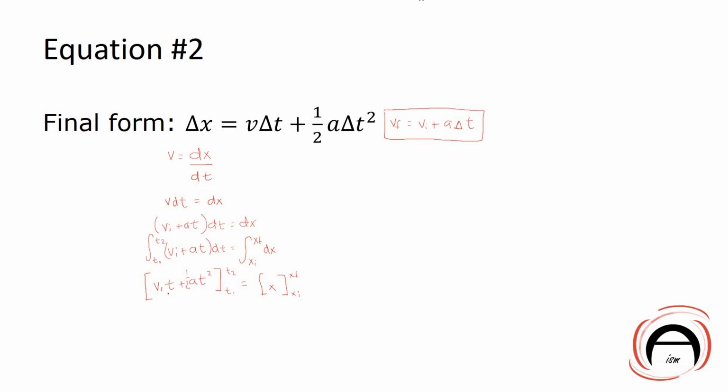So plugging this in for the fundamental theorem of calculus, what you're going to do is you're going to have v initial times t2 plus 1/2 a times t2 squared, minus your v initial again, but this time it's going to be t1, plus your 1/2 times acceleration times t1 squared, going to be equal to your final position minus your initial position.